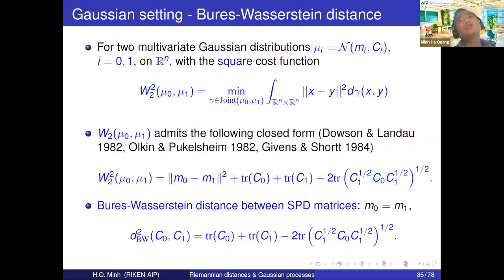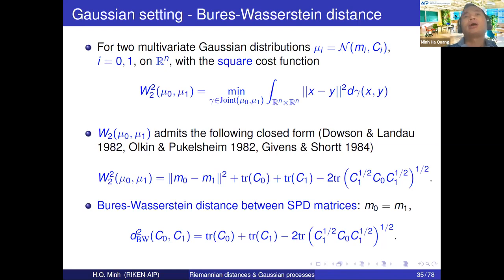Now in particular, in the Gaussian setting, it's actually quite nice. Let's consider two Gaussian measures on R^n with means m1 and m2 and covariances C1 and C2, and the square cost function. We can compute the Gaussian formula for the 2-Wasserstein distance. It was worked out by various authors a long time ago. In the case when the means are the same, we have the Bures-Wasserstein distance between SPD matrices. Let's give this formula here. It has also been studied a lot in quantum information theory to measure the fidelity between two quantum states.